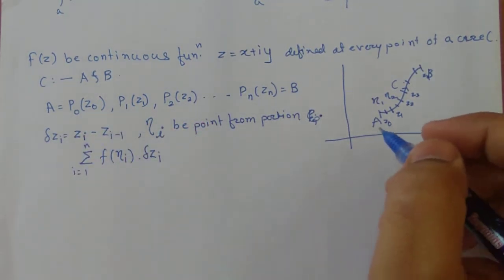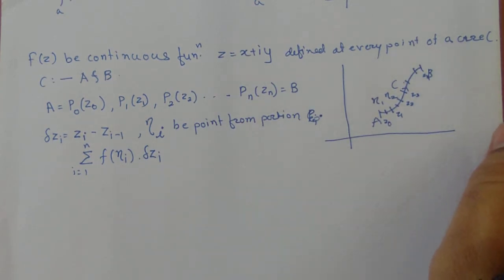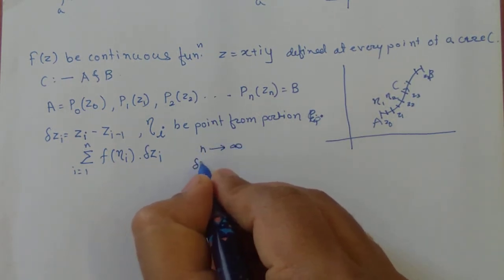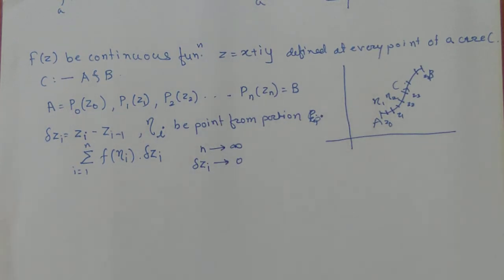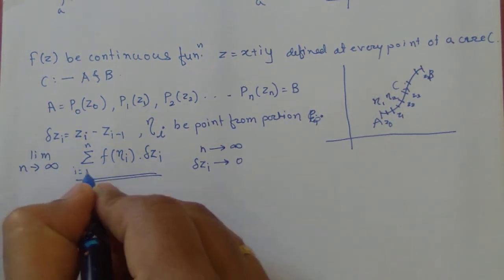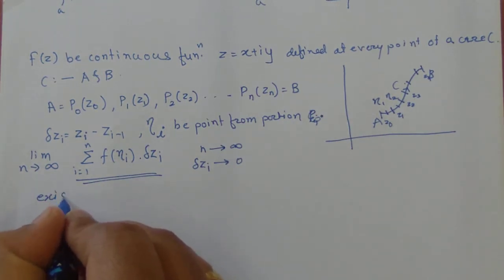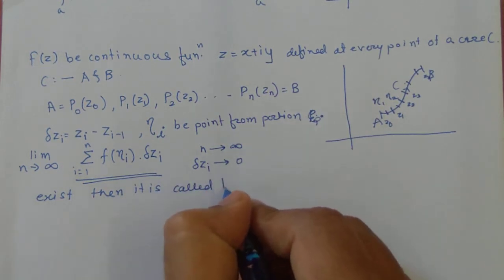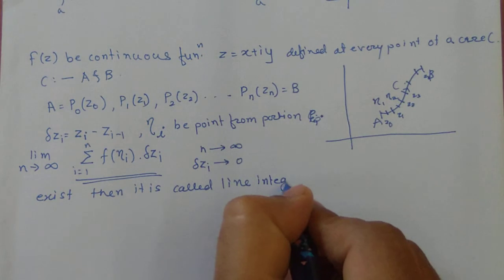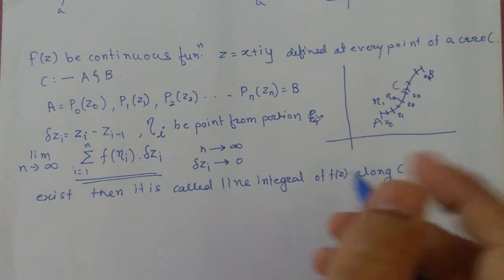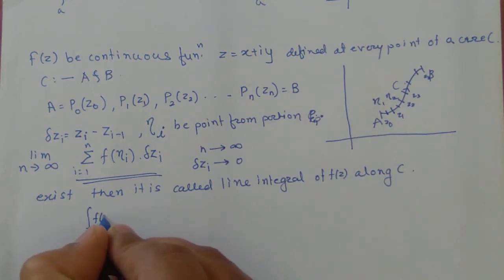Right now I have done some n number of partitions, that is a finite number of partitions. Now I am going to increase the partitions, that means as n tends to infinity, delta Zi approaches 0. And if the limit of this sum as n tends to infinity exists, then it is called the line integral of function f of z along C, and it is denoted by integral over C f of z dz.